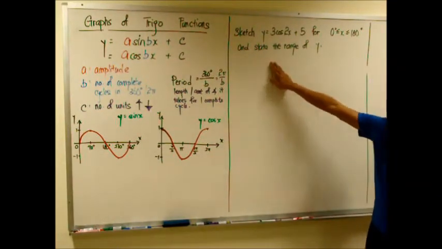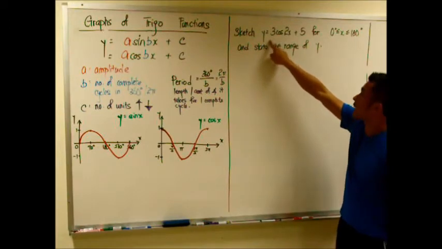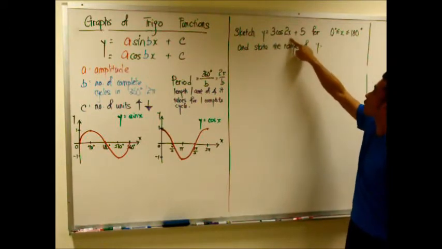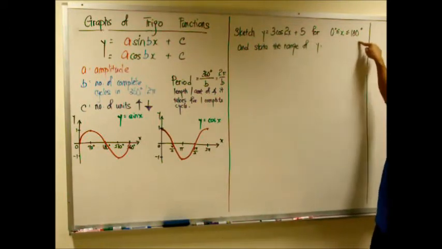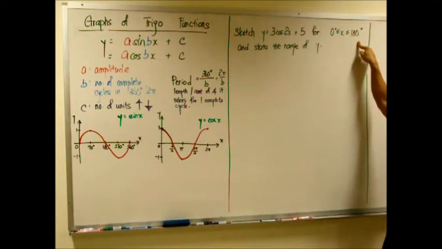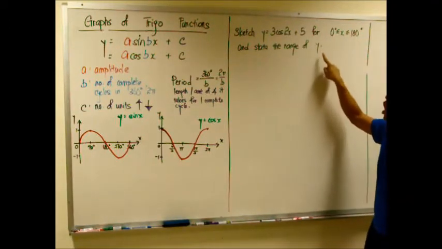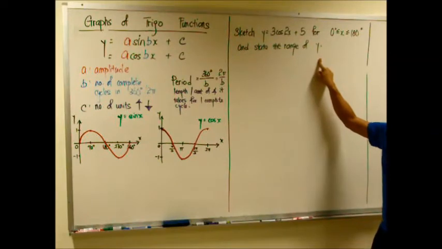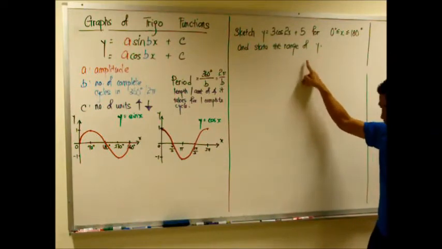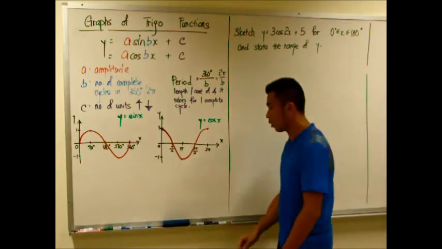Take a look at the question. You are supposed to draw and sketch y is equal to 3 cosine 2x plus 5 for this particular range. Alright? And state the range of y. Okay, few things to take note.